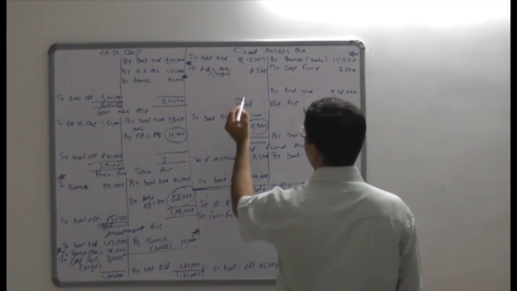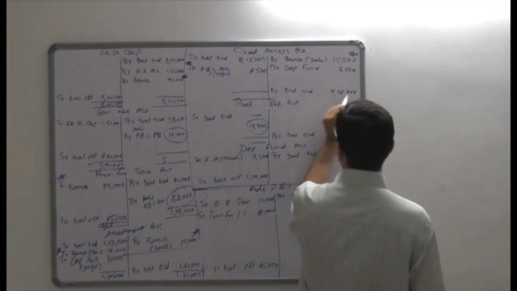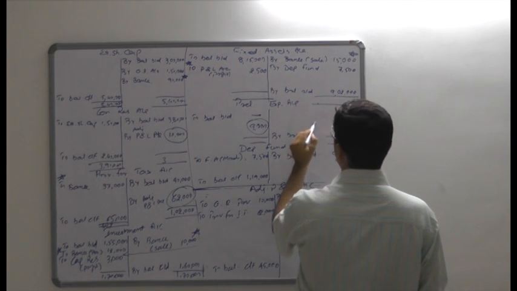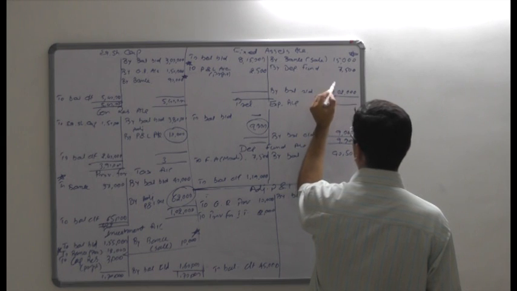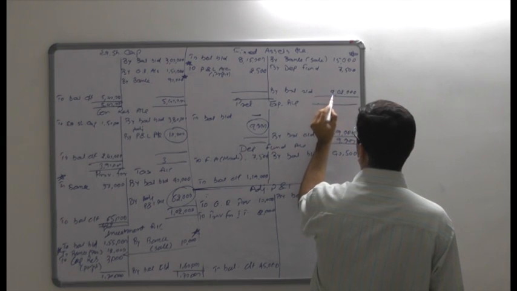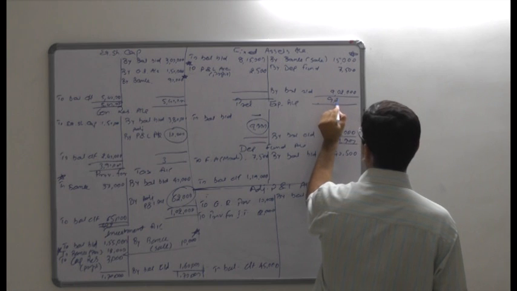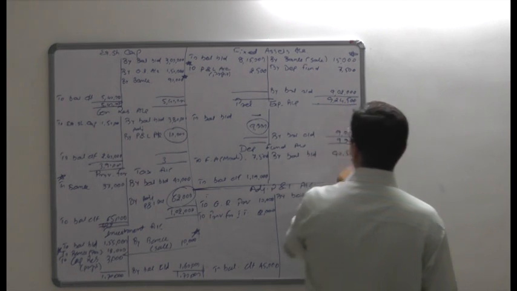Let's move to the next account, that is fixed assets account, and try to close this account. From the first impression, we find the credit side is higher, so we would make a total on the credit side, and that total is around 9,24,500 if I am not wrong. Just confirm.